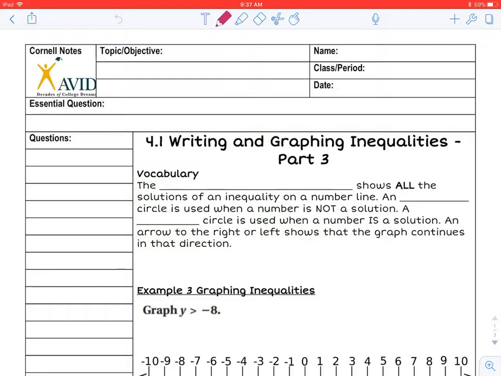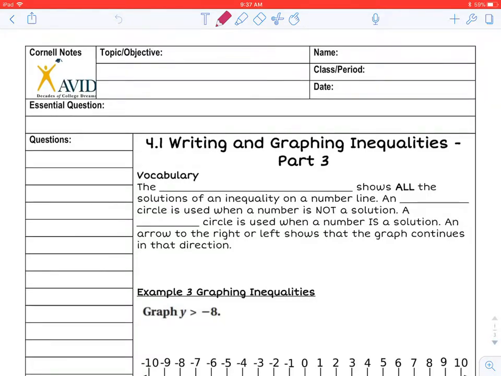Just as a reminder, solution set is all of the solutions for an inequality. Because like we learned, an inequality can have more than just one solution. It's not like an equation, where an equation only has one solution. An inequality can have multiple solutions. I definitely think that's worth noting. Let's put it over here.